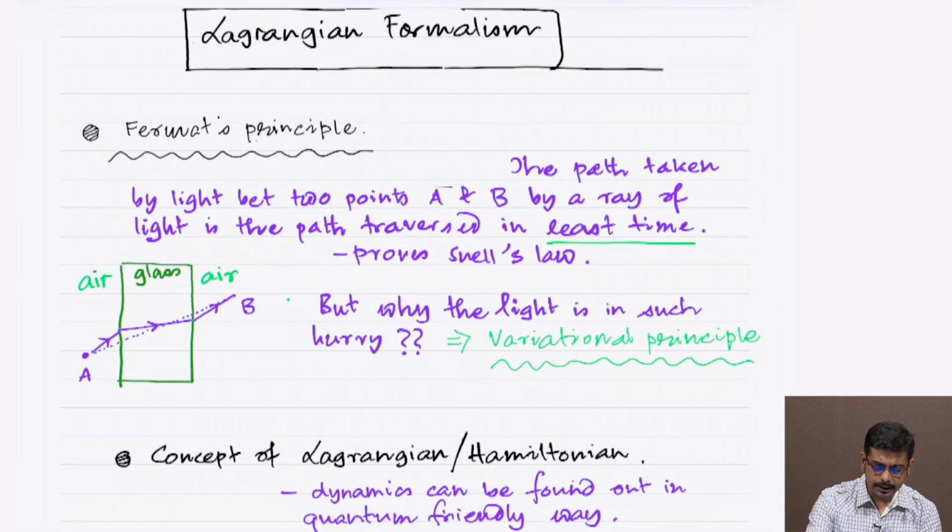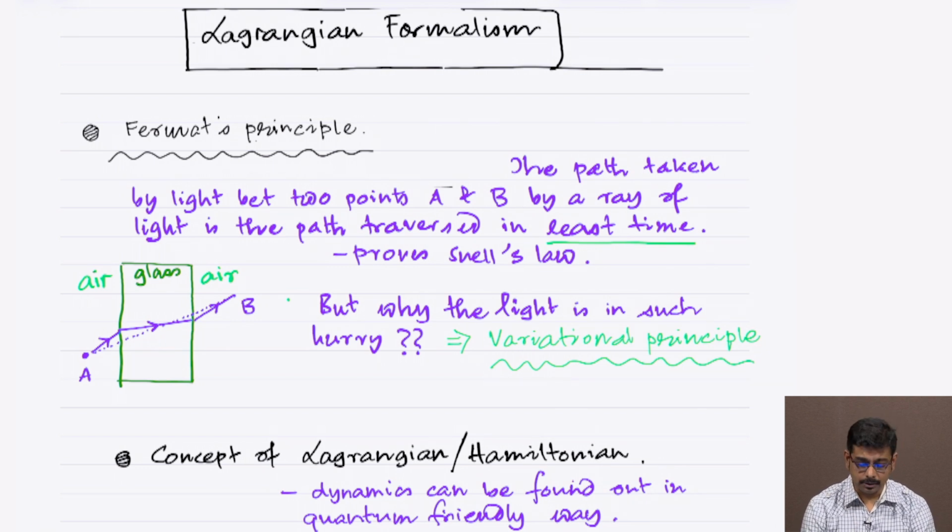The first thing we would like to point out is an interesting feature called Fermat's principle. If you think of the path taken by light between two points A and B, and suppose it passes through air, glass and air, what is the path that it takes? Interestingly, instead of taking the shortest path, it traverses the path which takes the least time. And this is what gives you Snell's law.